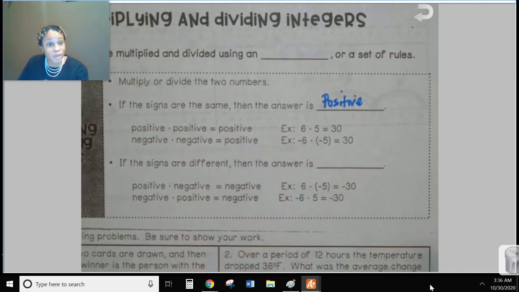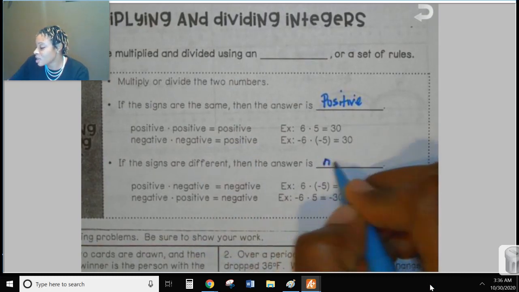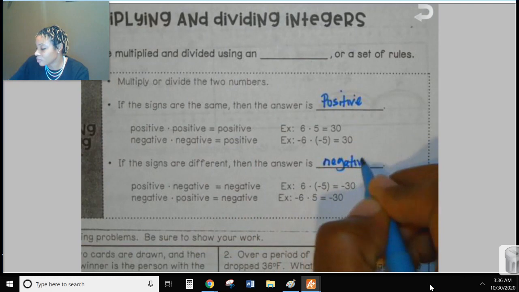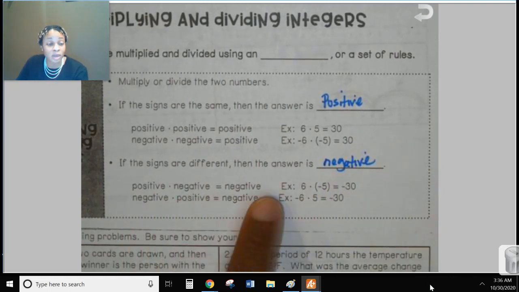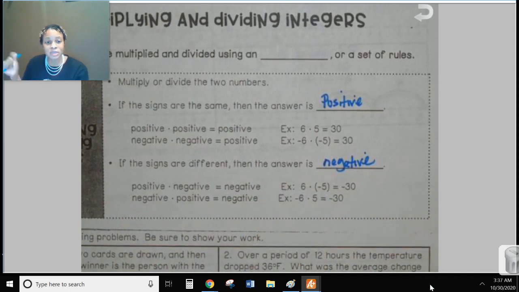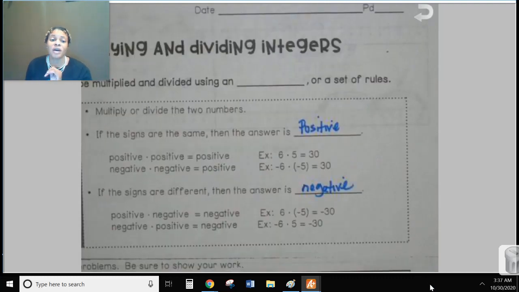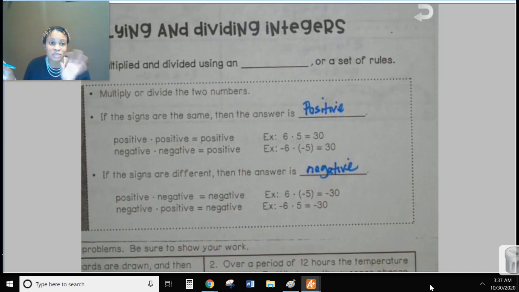Okay? So I hope you guys notice that. If the signs are different, then the answer is going to be negative. Okay? A positive times a negative is a negative. A negative times a positive is a negative. Or a positive divided by a negative is a negative. Or a negative divided by a positive is a negative. So, a little quick way we say it: same sign, positive; different sign, negative. That's it. Same sign positive, different sign negative.